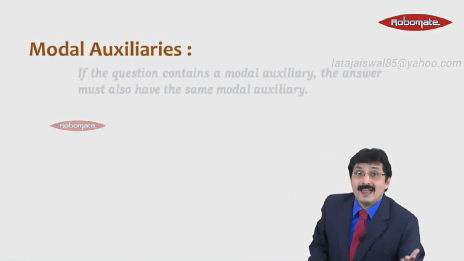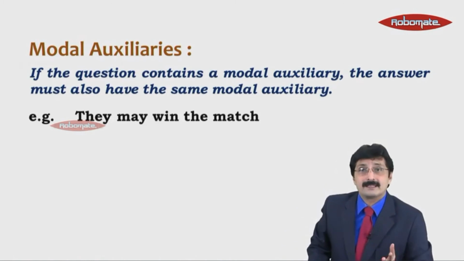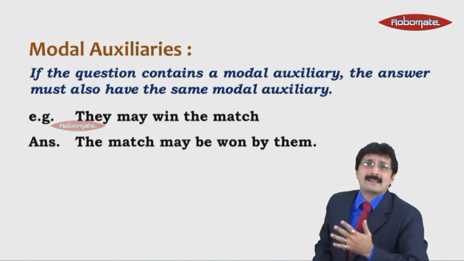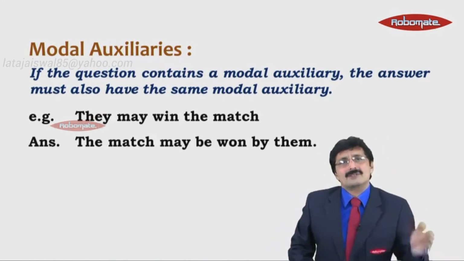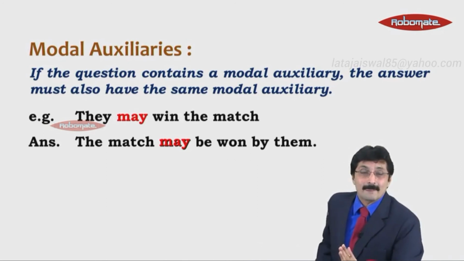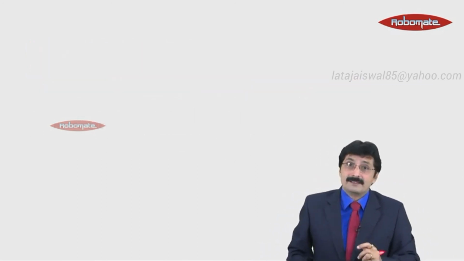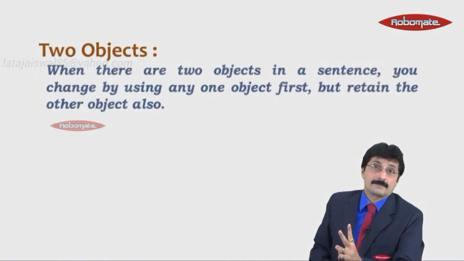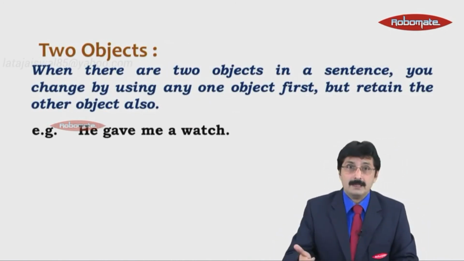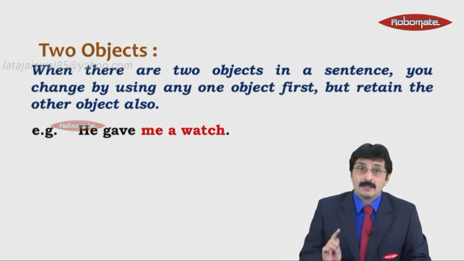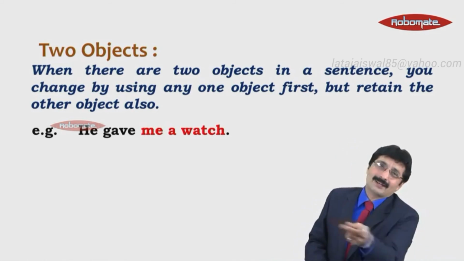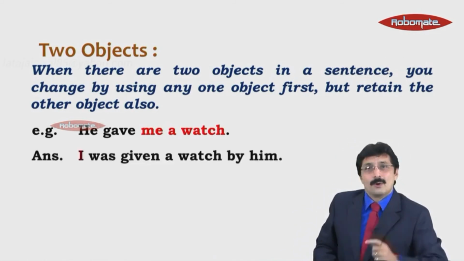And finally, if a sentence has two objects, for example, he gave me a watch, me and a watch. There are two objects here. Don't worry, you can have your passive with either of these objects. I was given a watch by him is right. A watch was given to me by him is also correct. In both the cases, as you can see, we have kept the tense constant. Past tense in active, was, were in passive. Do you remember, my dear friends?